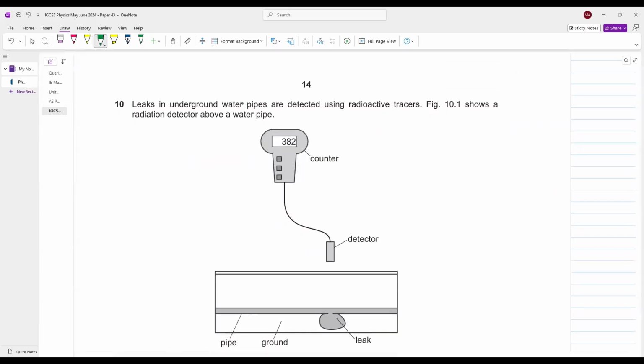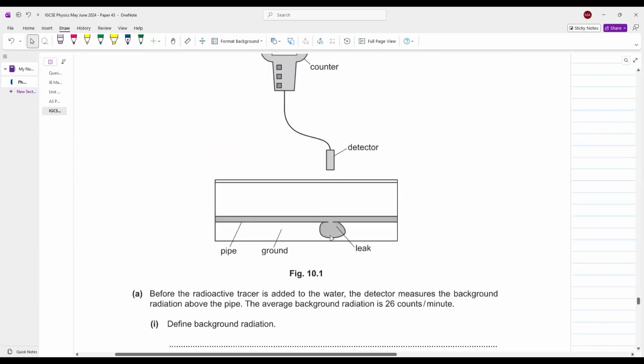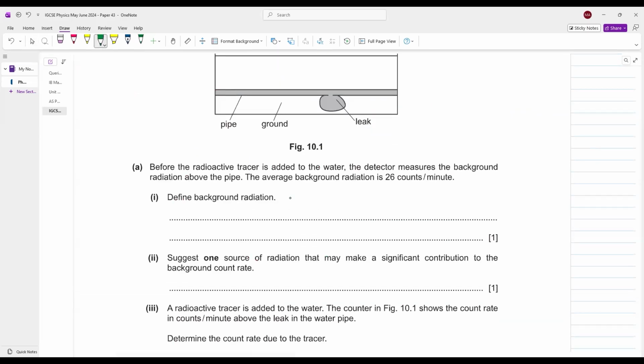Leaks in underground water pipes are detected using radioactive tracers. We have studied this in theory. Figure 10.1 shows a radiation detector above a water pipe. Before the radioactive tracer is added to the water, the detector measures the background radiation above the pipe. The average background radiation is 26 counts per minute. Define background radiation. Radiation that is always present in the environment.